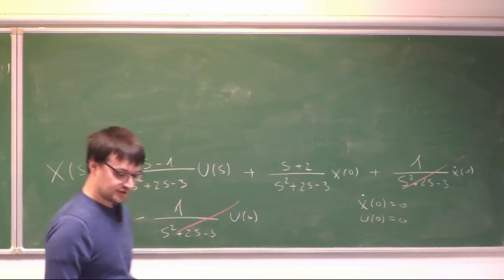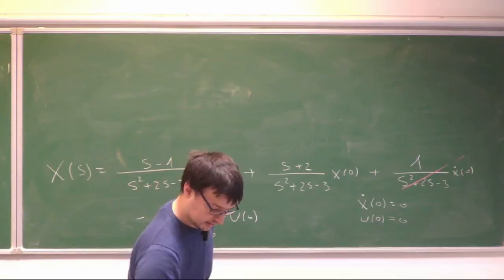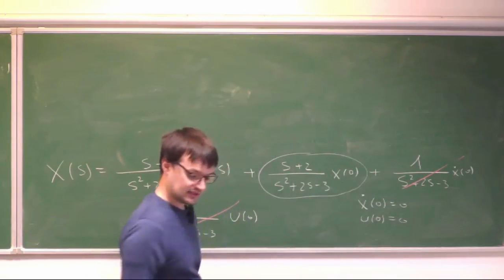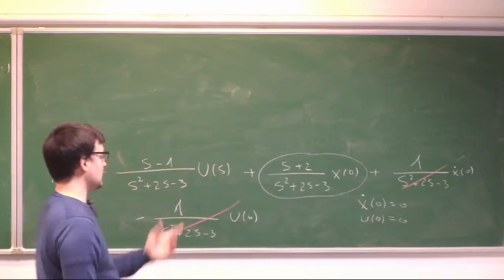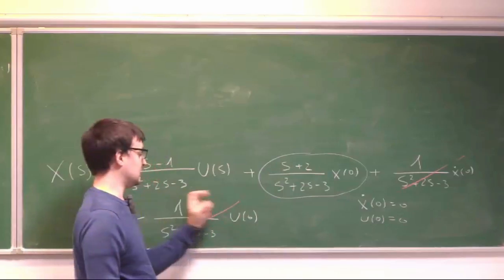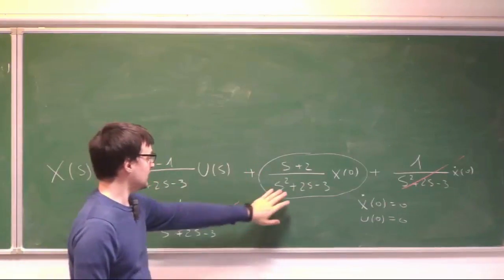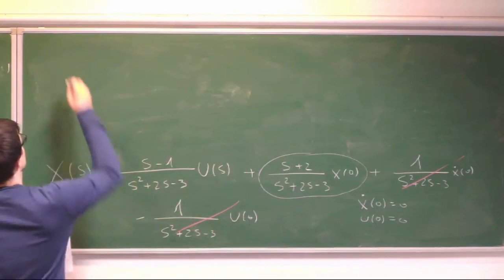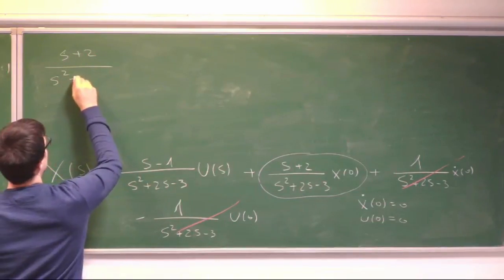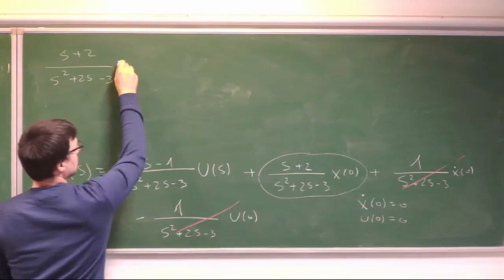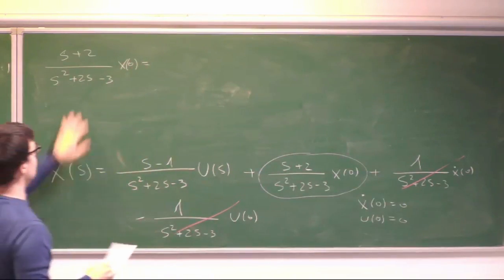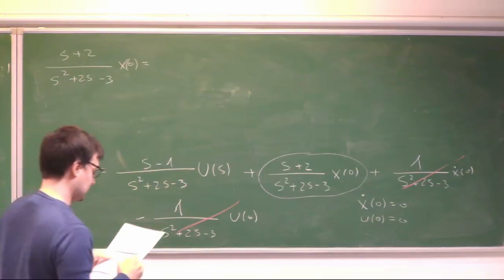So we are left with these two terms, okay? And let's focus in particular on this term here, okay? In the end, this is a linear system, linearity holds, so we can study the effect of these two terms in two different moments and then add them together. So let's study in particular this term. So the term s plus 2 divided by s squared plus 2s minus 3 x of 0, okay? So I want to compute the inverse Laplace transform of this term over here.